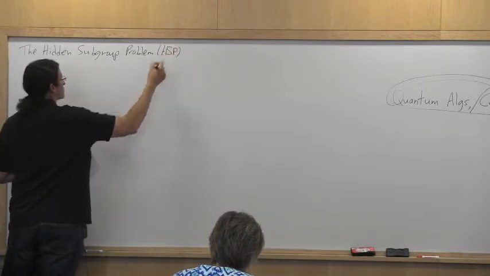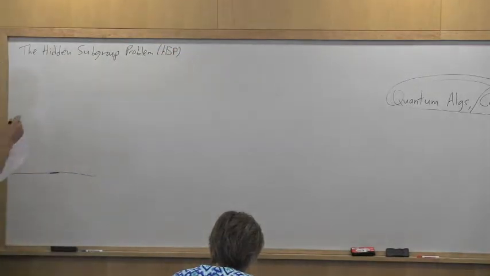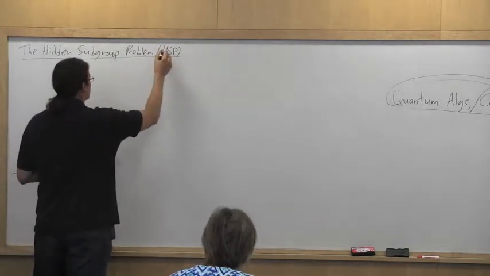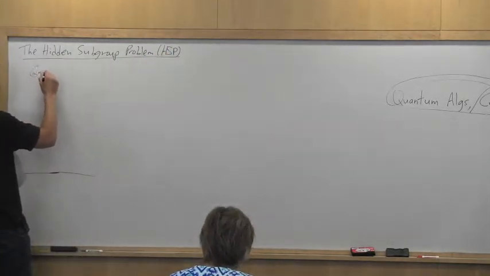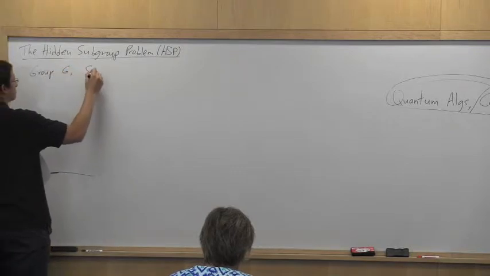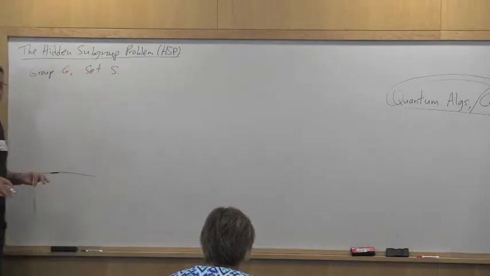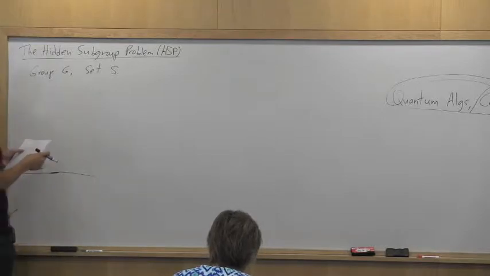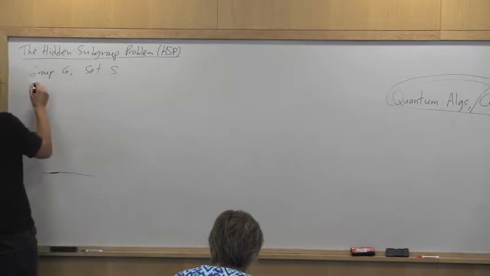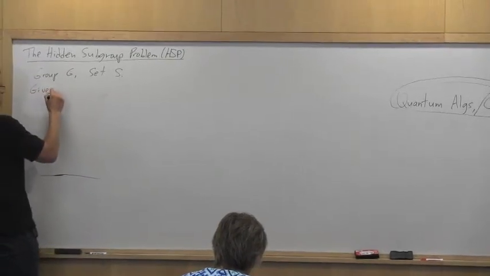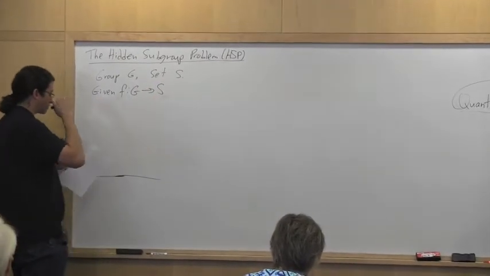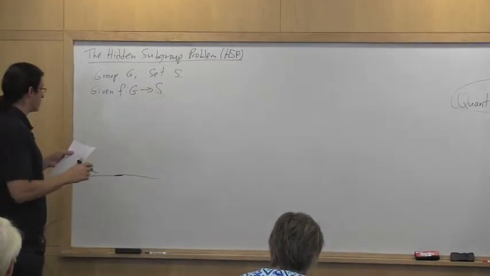Okay, so we have this hidden subgroup problem. So the setup is there's a known group, G, and a set S. And you know whatever you want to know about G, and you have efficient operations for it, like the group operation, identity test, whatever you want. And in the problem, you're given a function, f, from the group to the set, and it hides a subgroup in the following way.